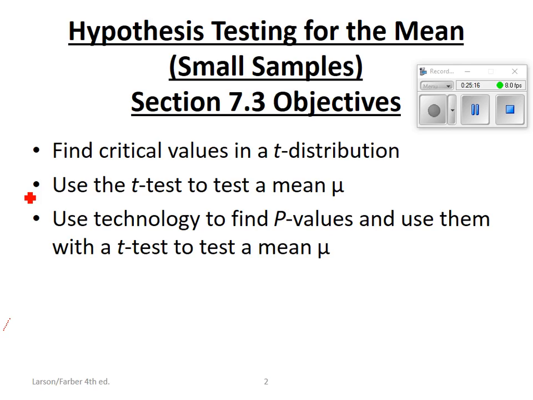This is what we're going to do today: hypothesis testing with small samples. Just write down this title here: hypothesis testing for the mean with small samples. We're going to find critical values using the t-distribution. That's why I told you to try to find that t-chart.